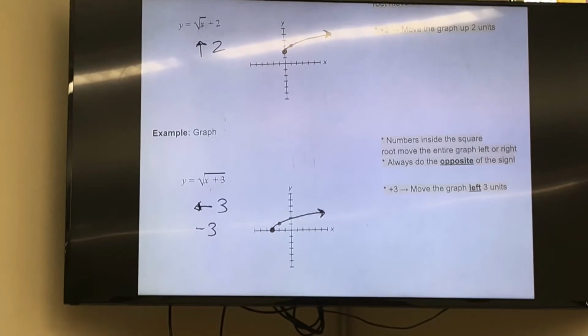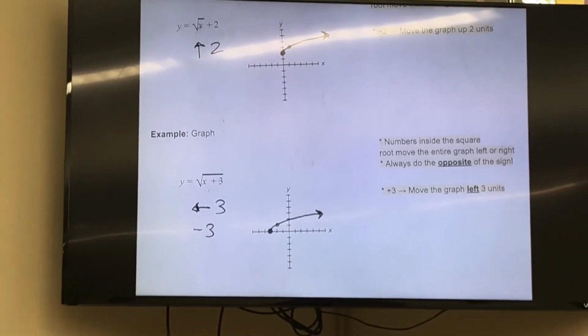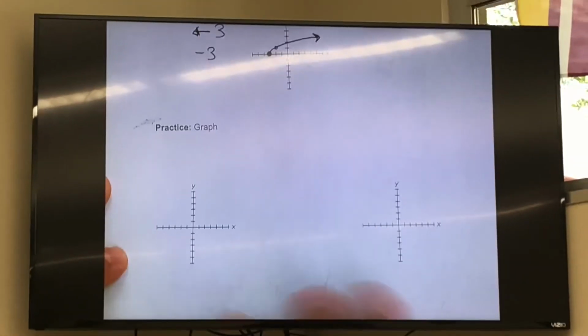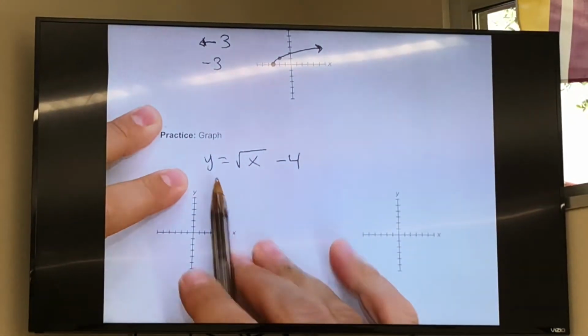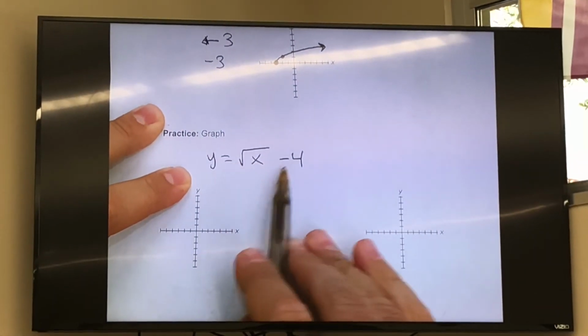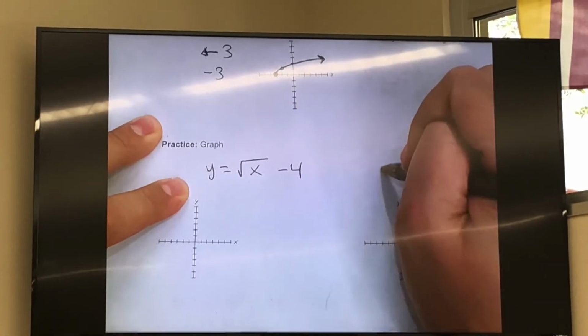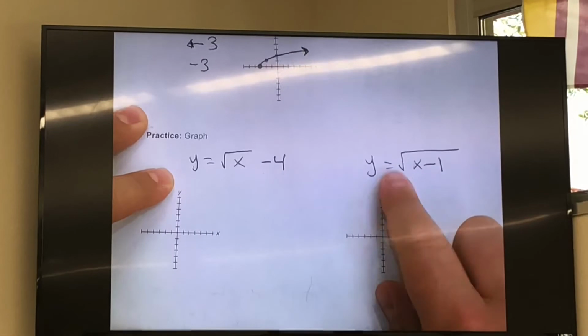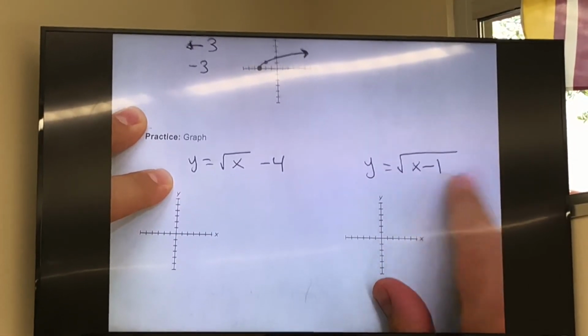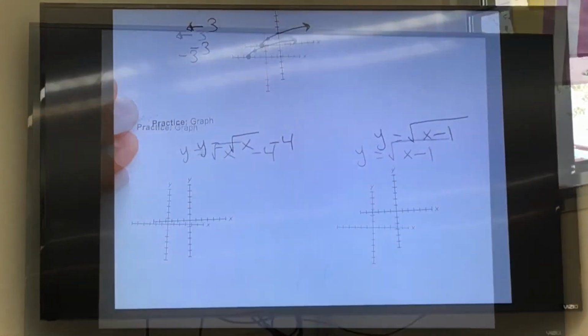Any last questions on that, Ms. May? All right, class, so go ahead and pause the video, and we're going to have you do the last 2 examples. So this will be y equals the square root of x minus 4, and our second will be y equals the square root of x minus 1. Okay, go ahead and pause the video now, class, whenever you're ready.